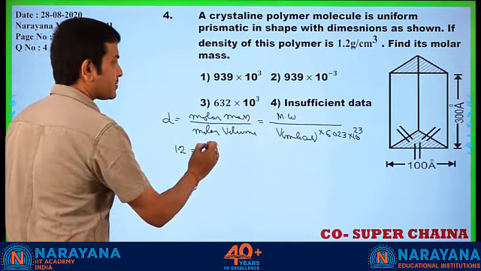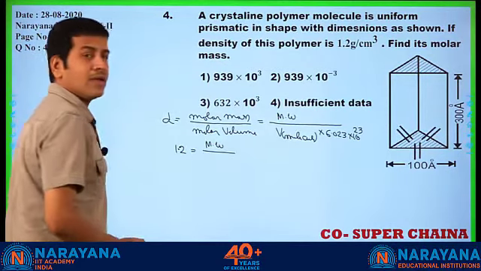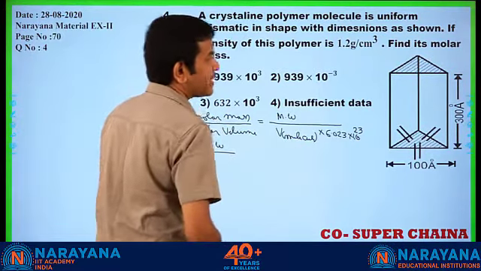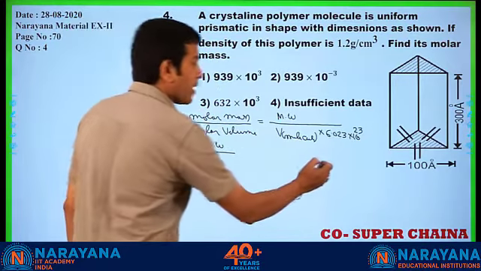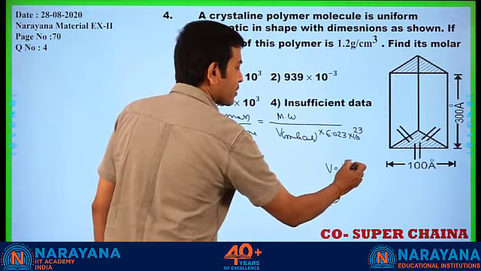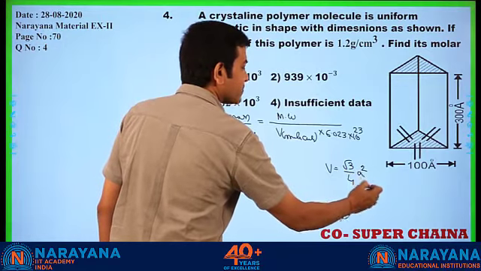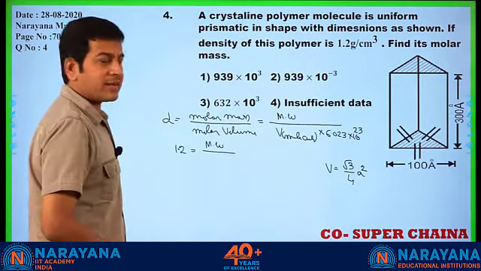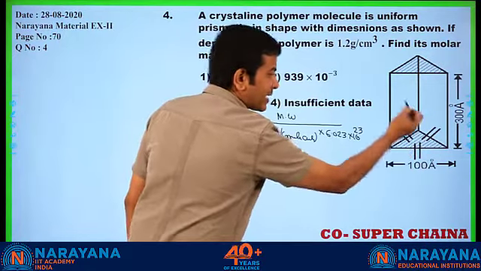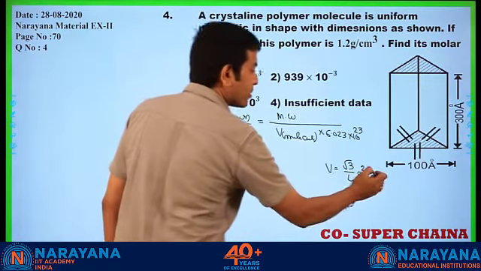And molecular weight. We have to find out the molecular weight divided by volume of one molecule. This is the prismatic type molecule. Volume of one molecule formula: the base area is root 3 by 4 into a square. This is the equilateral triangle. Its base area formula is root 3 by 4 into a square, into height h.